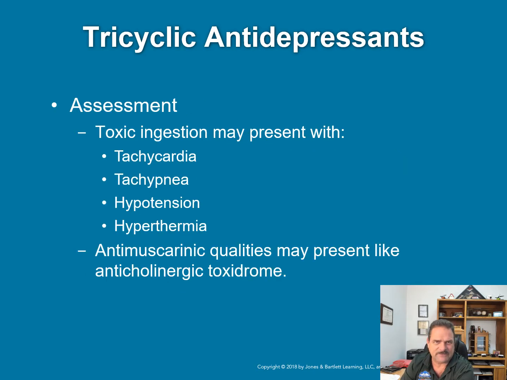So, an assessment of these patients. Patients may present with any of these particular problems. The antimuscarinic qualities may produce signs and symptoms similar to the anticholinergic toxidromes. Hot as a hare, blind as a bat, dry as a bone, red as a beet, and mad as a hatter. The patient will exhibit hyperthermia, dilated pupils, dry skin and mucous membranes, also reddened skin, and agitation or delirium.